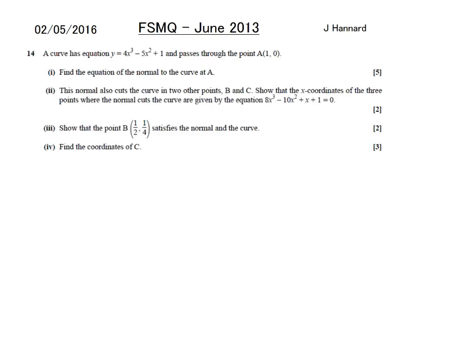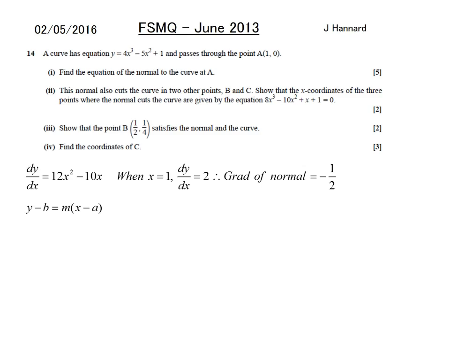Question 14 then. A curve has the equation that and passes through 1, 0. Find the equation of the normal of the curve at A. This is a ridiculous question really to be asking at this stage. We do dy/dx to find the gradient, put the x coordinate through, and we'll get 2. So obviously the gradient of the normal is going to be the negative reciprocal of 2, which is minus a half. y minus b equals m(x minus a). Put your numbers in, you get that. Times through it by 2, and you get that. And then make y positive, and you get that. Ridiculous 5 marks to have on the last question there.